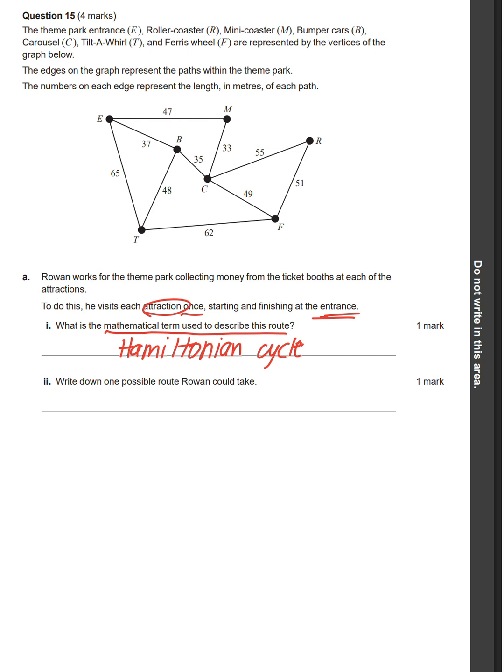Write down one possible route Rowan could take. So the entrance is here. And we just have to make sure we visit all the attractions and then come back to the entrance. So let's do E to B to T to F to R to C to M to E. Now there are different ways you can go because it says one possible, so that might not be the one that you got, but that is just one of the ways that we can do it. And back to E.